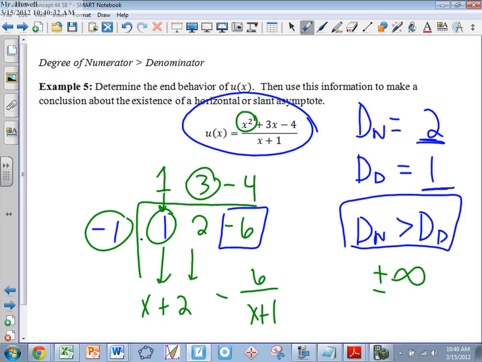Graph the original in y1, please. Go to y2 and now graph this and see what happens. Again, graph the original in y1 and graph this line, x plus 2, in y2.